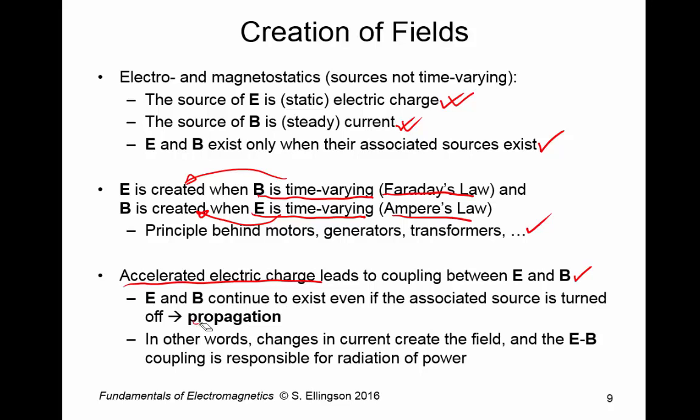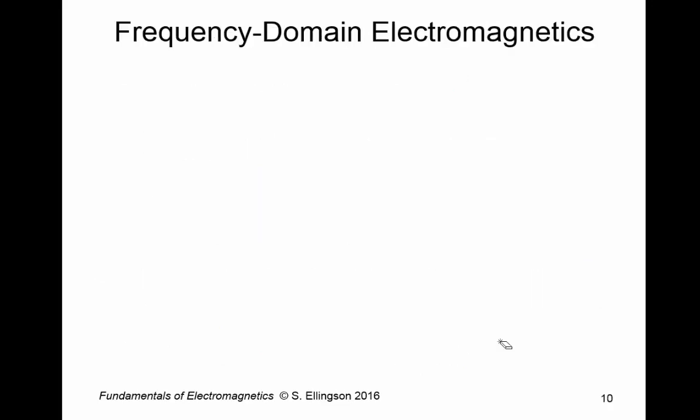Another way of thinking about that is just to call it what it is, which is propagation. So, in other words, changes in current J create the electric field and magnetic field. And then the coupling between the electric and magnetic field is responsible for the radiation of power. The beautiful thing about this is then you can turn off the source, and that electric and magnetic field will continue to remain coupled and will carry away the power associated with that source forever. All right, very different scenario than what happens in the static case.